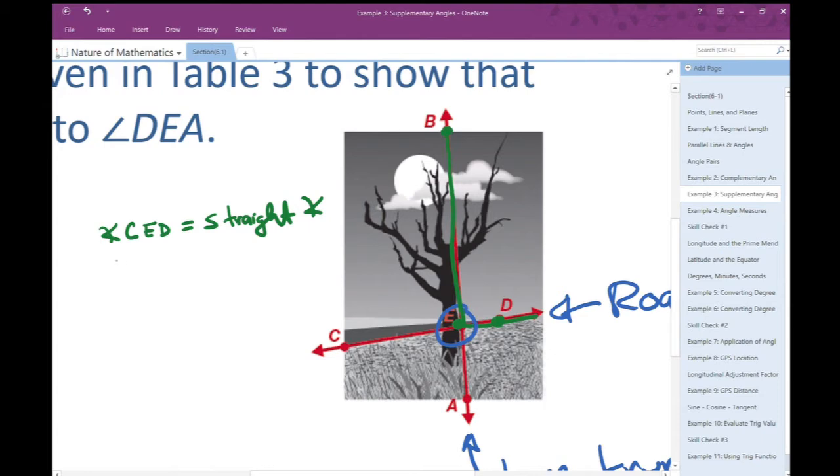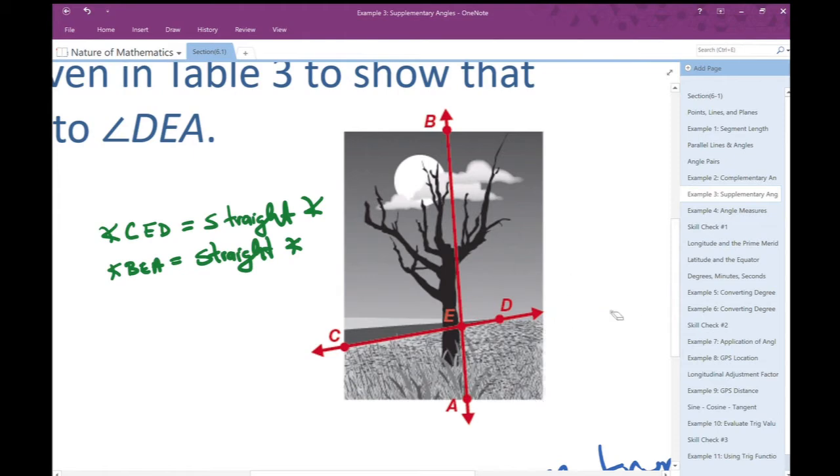And we can even say that angle BEA is a straight angle. Since those two are straight angles, we know that they represent 180 degrees. So let's take my drawing out here. We can say that from here to here to here is 180 degrees. Well, BED is this angle here, and DEA is this angle.